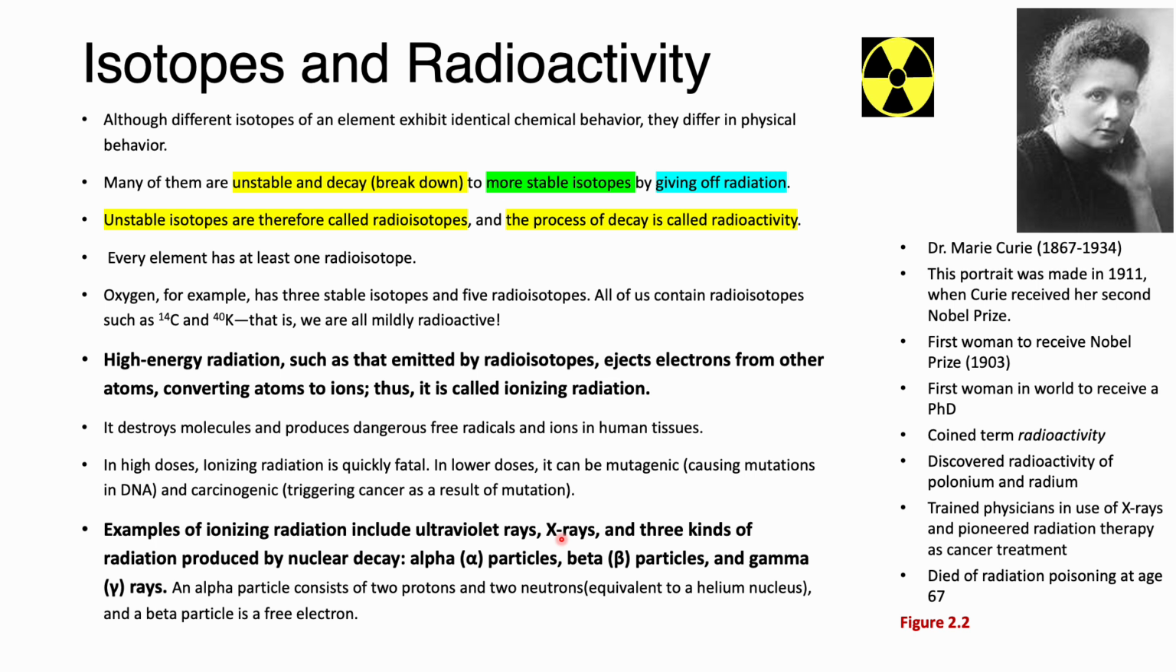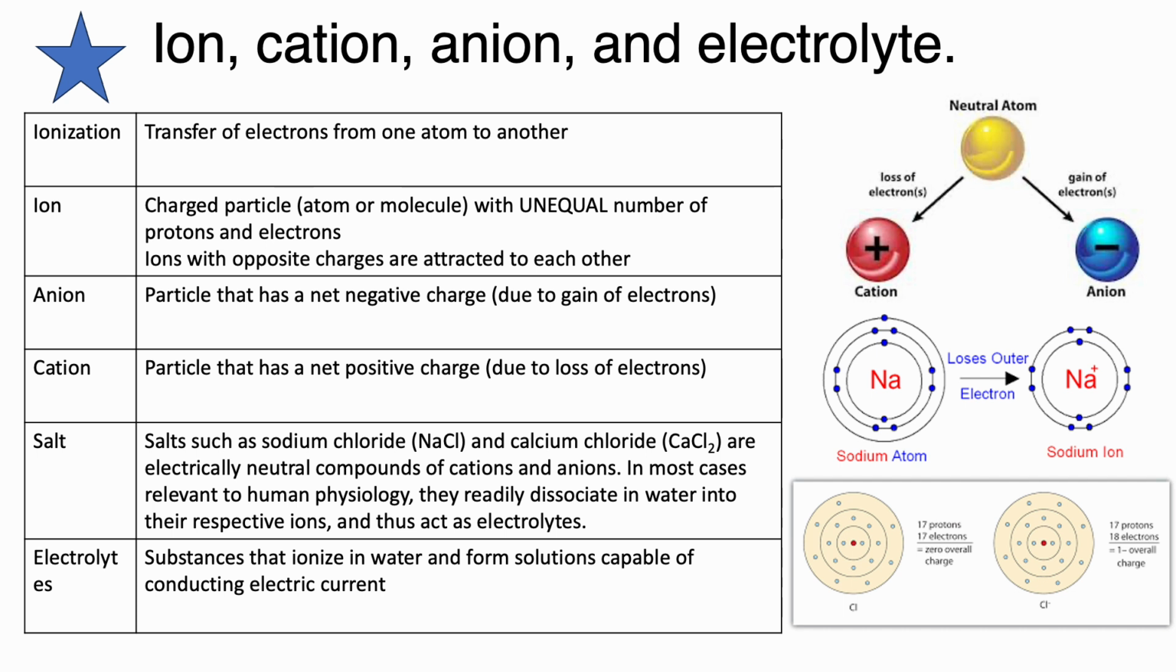So yes, and this is Dr. Marie Curie. This was her portrait in 1911. She was the first woman to receive a Nobel Prize and the first woman in the world to receive a PhD. She came up with the term radioactivity, and she discovered the radioactivity of polonium and radium. Because of her discovery, now we have X-rays and other imaging techniques. But again, because of all her exposure to ionizing radiation, she died of radiation poisoning at the age of 67.